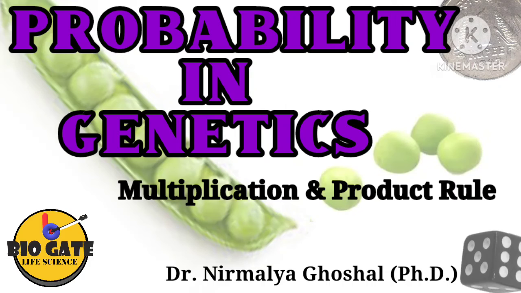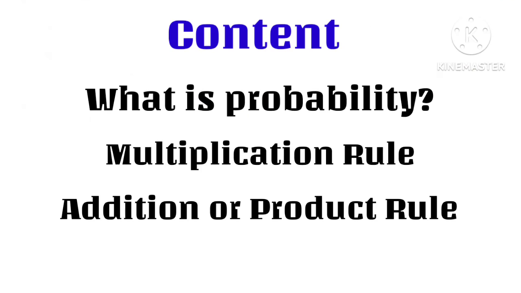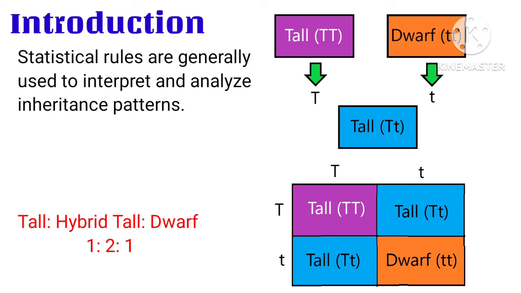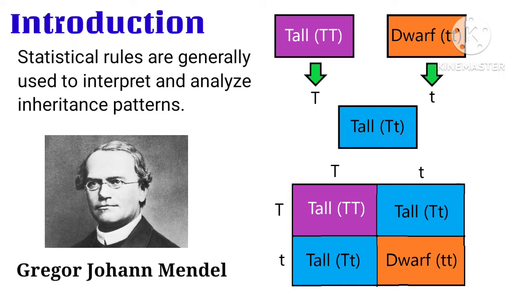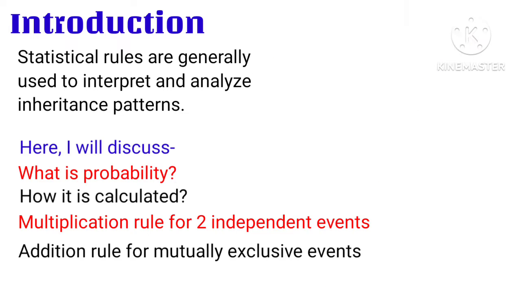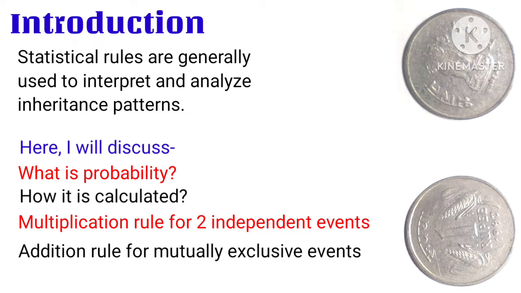Welcome back. Here in this video, I will discuss a few rules of statistics that are used in genetic analysis. Statistical rules are generally used to interpret and analyze inheritance patterns, as Mendel did in his experiment. Here are the key rules that are commonly used in genetics.